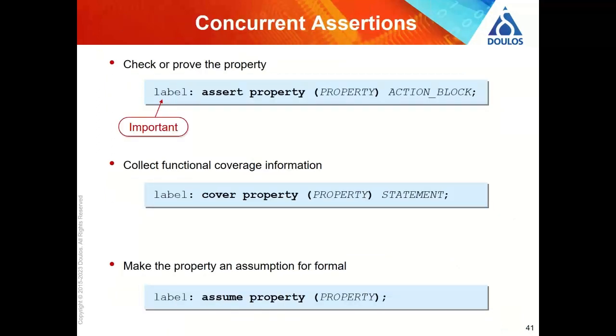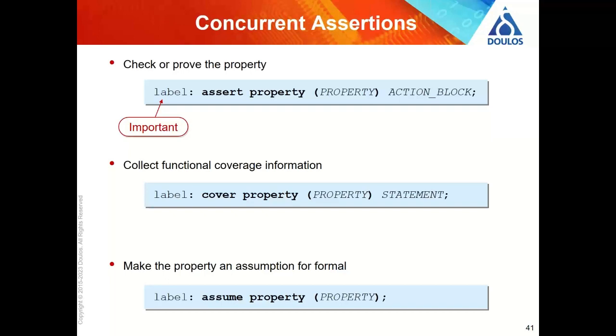Here are some further examples. We put labels on our asserts to make them easier to identify, and we then also get the label repeated when we get a message from them. It's also possible to cover a property. This is not the same as functional coverage. Cover property simply counts how many times that property passes. So it gives you similar information to functional coverage without using cover groups.